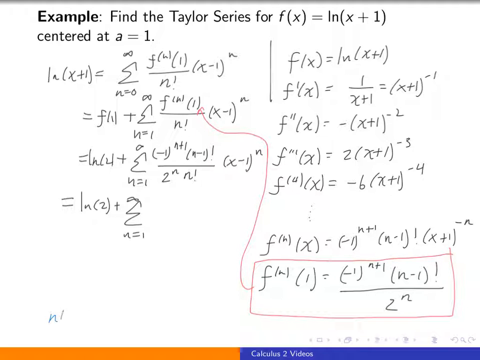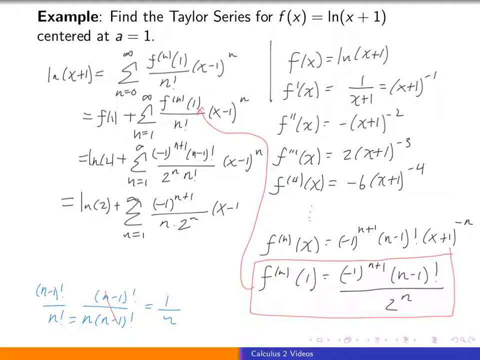And as we've seen previously, n minus 1 factorial over n factorial is something that does simplify nicely. So recall, and I'll write it below here, n factorial is n times n minus 1 factorial. So if we're dividing n minus 1 factorial by n factorial, those n minus 1 factorials cancel, and we're simply left with 1 over n. So slightly more conveniently, we can express this as minus 1 to the n plus 1 divided by n times 2 to the n, times x minus 1 to the n. And this would be our Taylor series representation for the function natural log of x plus 1.